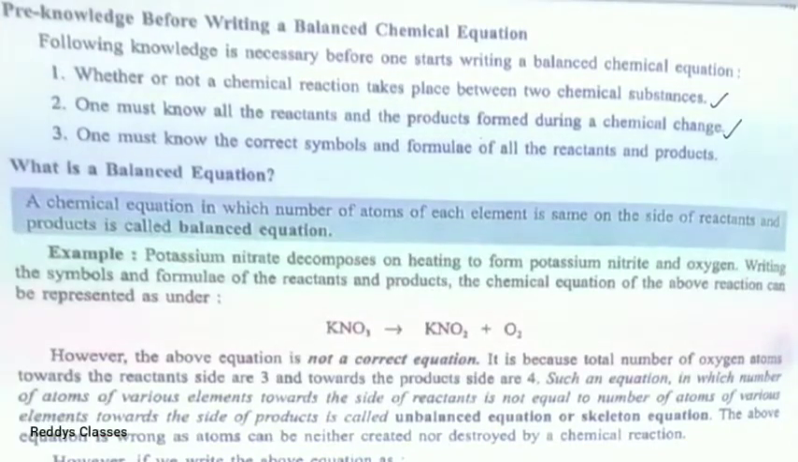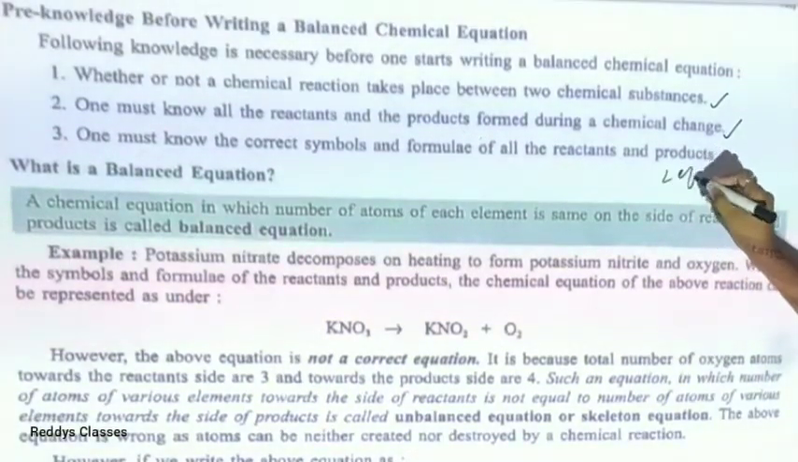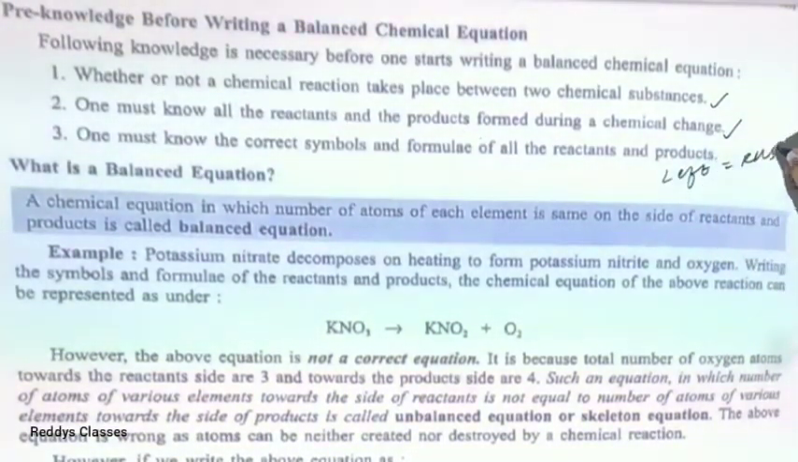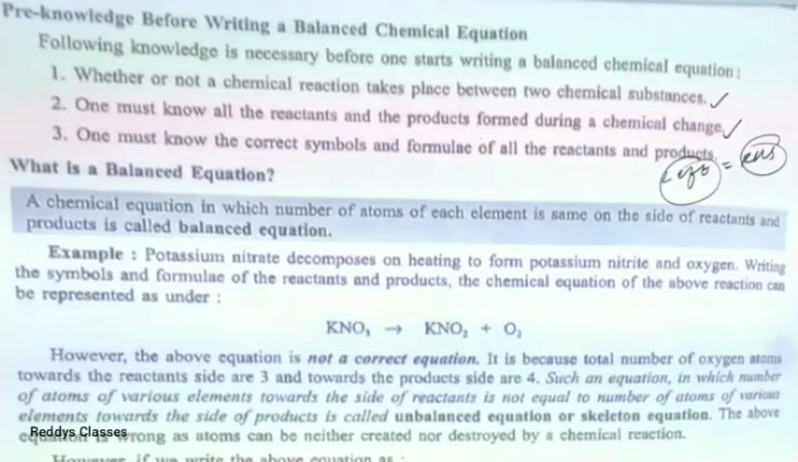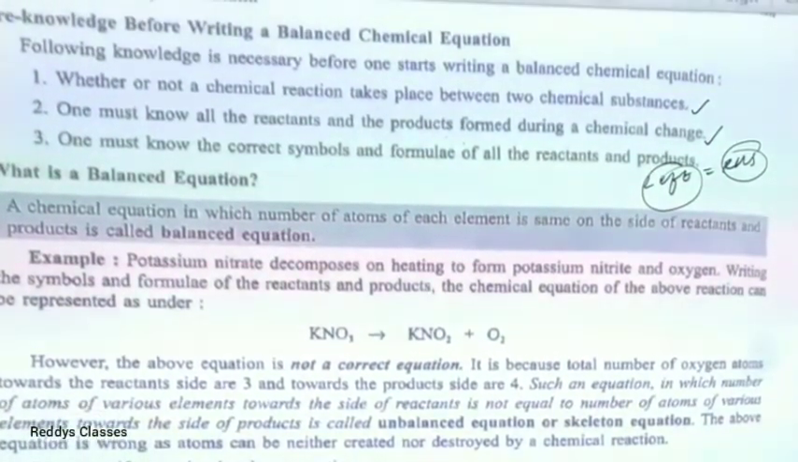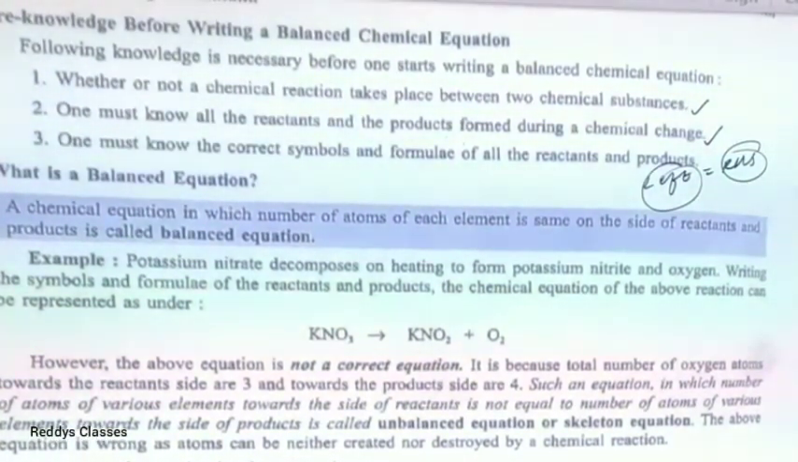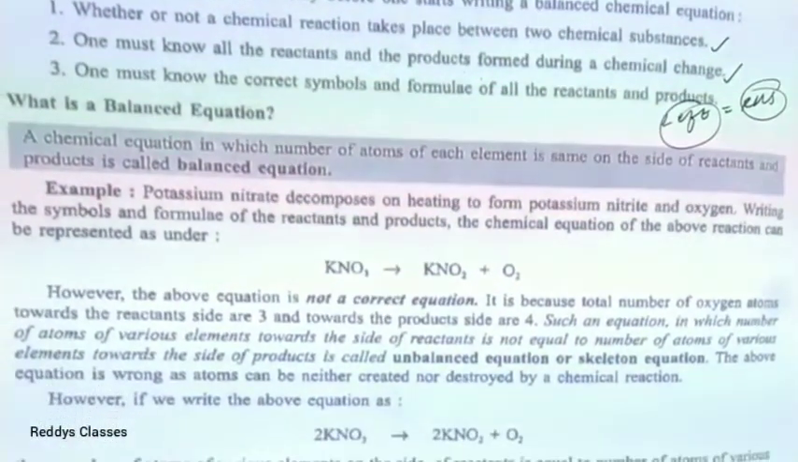So, what do you mean by a balanced chemical equation? See, we have to do what? Left hand side is equal to right hand side. Same atoms on the left side as well as on the right hand side. So, a chemical equation in which the number of atoms of each element is the same on the side of the reactant and product is called a balanced equation.